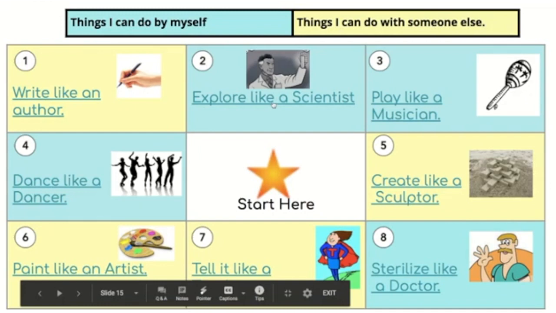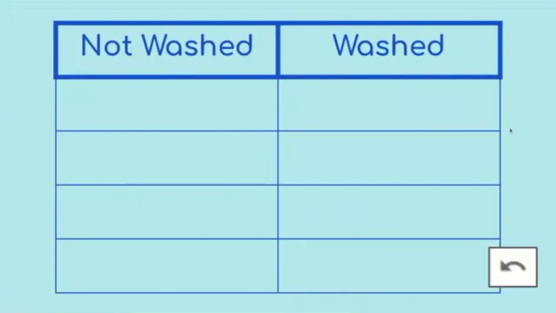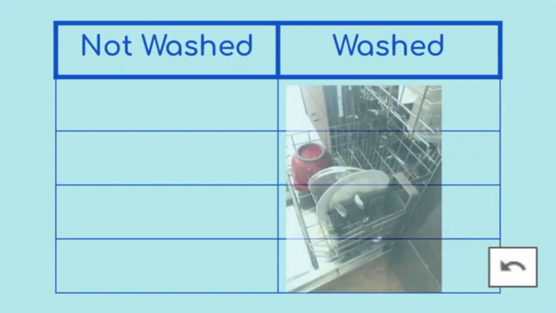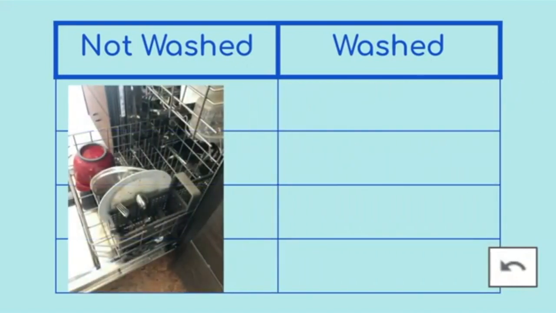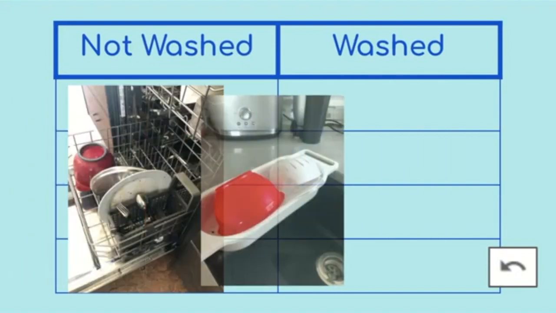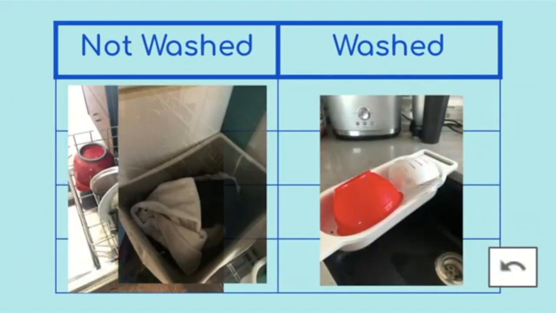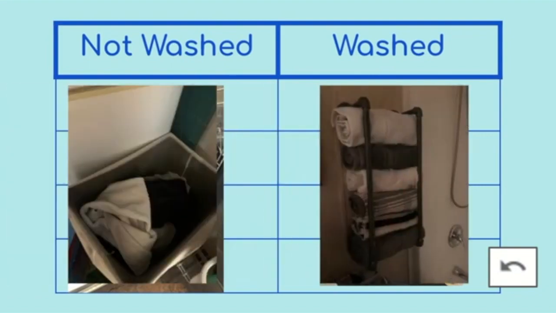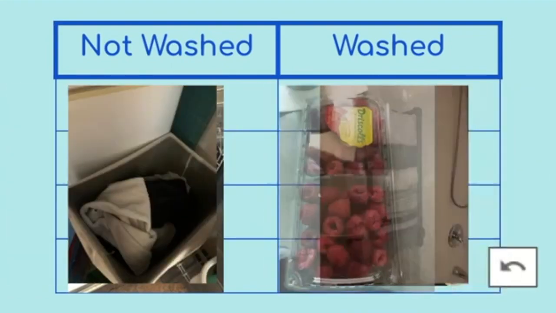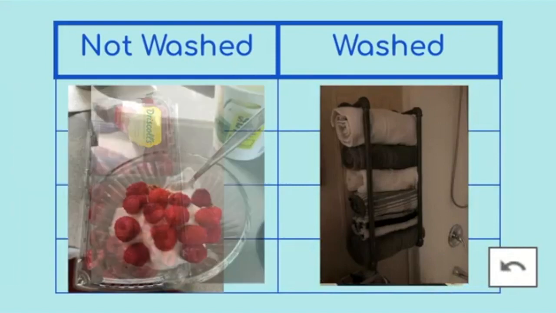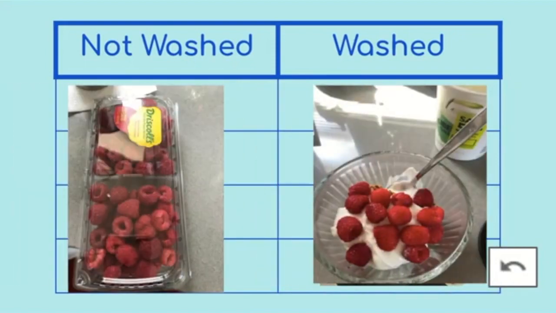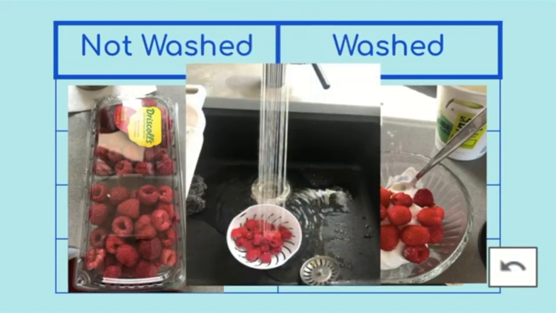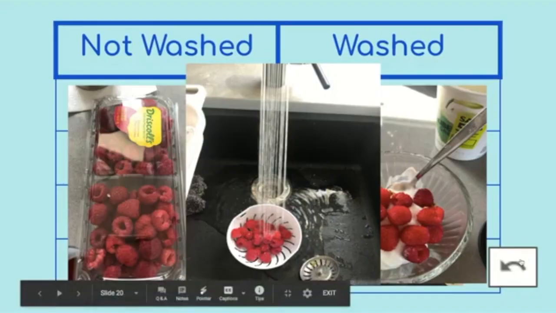If I look at number 2, exploring like a scientist, on this scene, I'm asking them to look for things that are washed or not washed, because the book Mrs. Wishy-Washy talks about her washing the animals and how they feel about it and what they do about it. So here are some examples of things that I have at my house. My dishes that are not washed and my dishes that have been washed. My laundry that is not washed and some things that have been washed and folded and put away. Some fruit that is not washed and some fruit that has been washed and is ready to eat. And then there's a process, of course, of washing them in between.